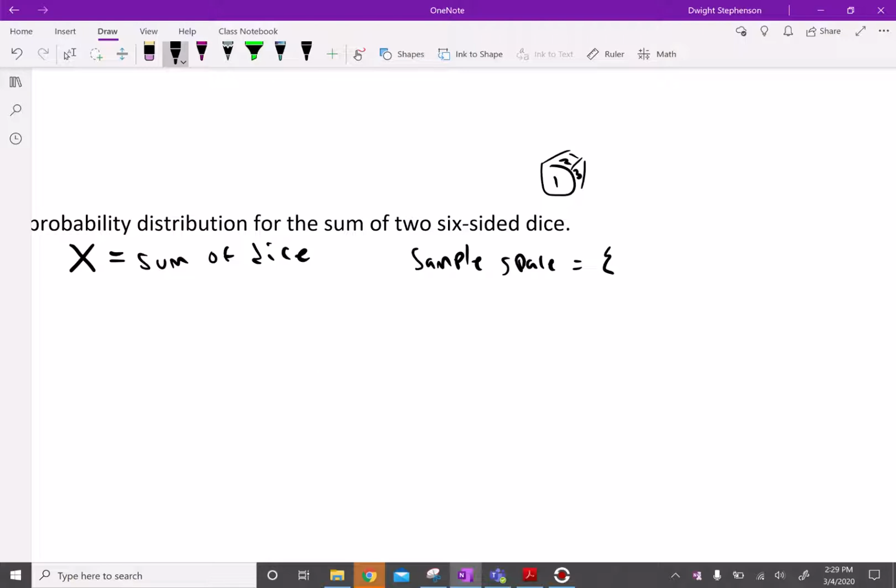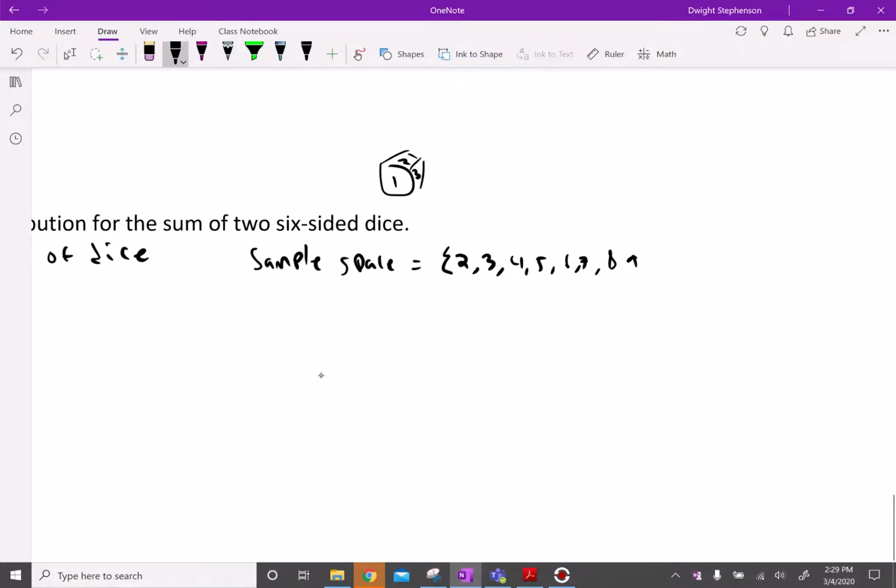So the sample space for adding the dice is the lowest one they could have is 2. And then you could have 3, 4, 5, 6, 7. These are all the sums if you add the dice together. 8, 9, 10, 11, 12. You can't go anywhere past 12 because there's 6-sided dice. The biggest side is 6, and 6 plus 6 is 12. So that's the sample space. These are all the possibilities that x can take on.